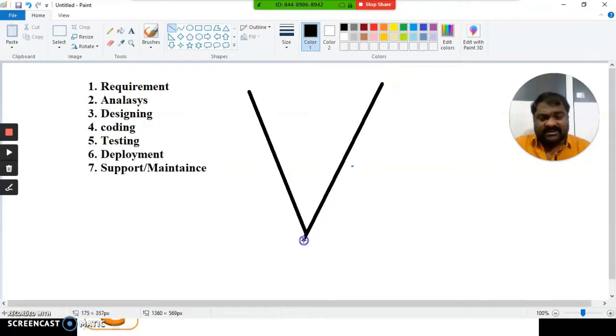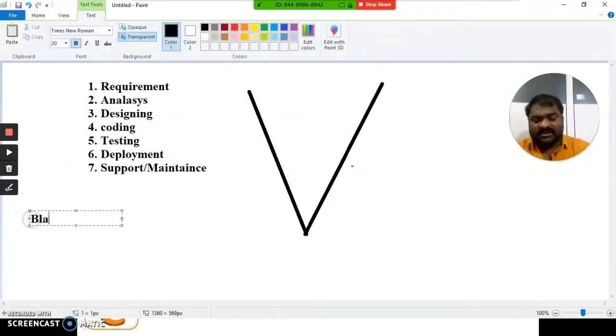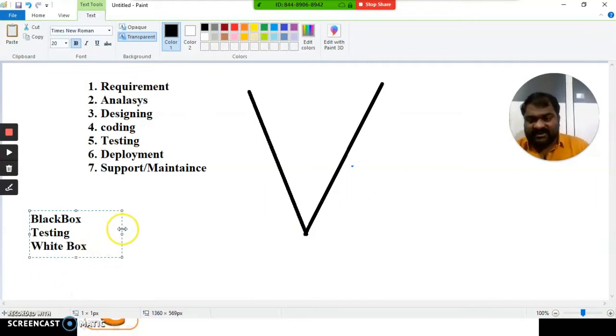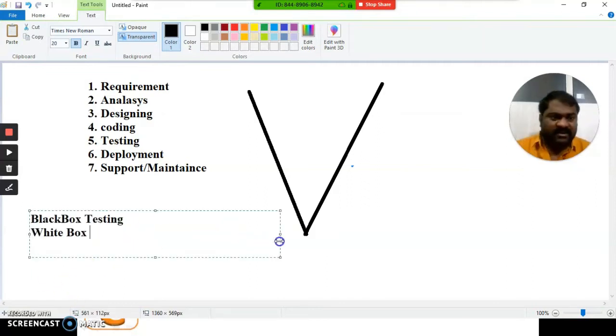Generally in the software industry, testing is basically divided into two types. One is black box testing, the other one is white box testing. The testing that is done by the developer is called white box testing. The testing that is done by the test engineer is called black box testing.